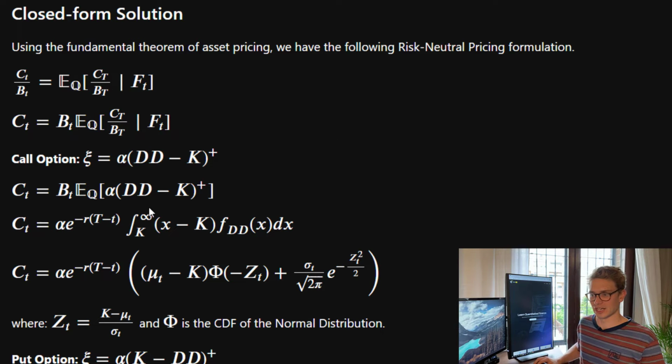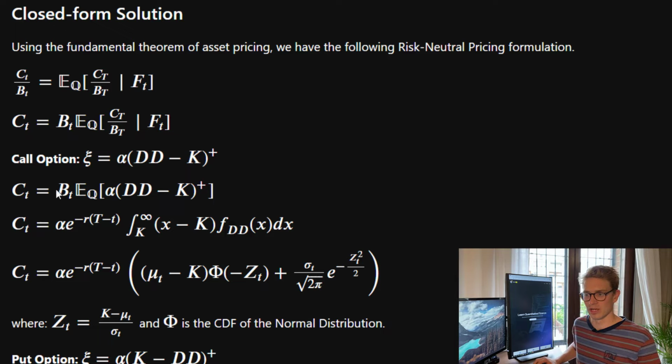So here we can just apply our call option payoff, and that's going to be, again, for our call, we've got the alpha, which is the tick of each heating degree day, times the degree days minus K, and then it's obviously the max function.